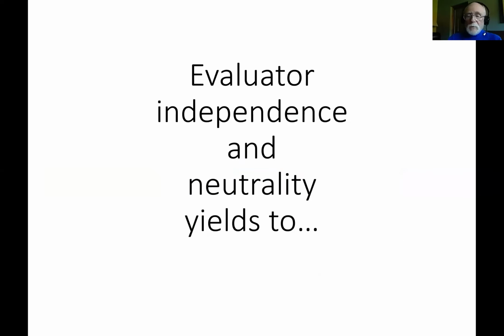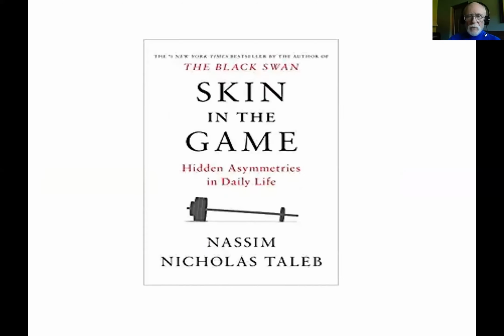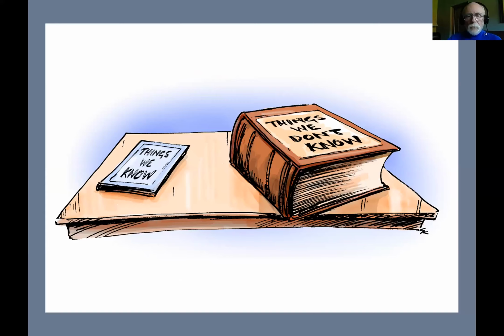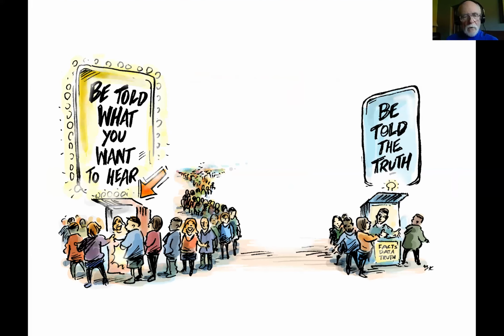And the challenge of neutrality yields in blue marble evaluation to skin in the game. We'll be discussing that chapter, but we have a stake in the future of the environment and in social justice, for example. Things we know versus things we don't know. How do we deal with those relationships? In evaluation, we deal with the challenge of people being told what they want to hear versus being told the truth, of people lined up to be told what they want to hear, and a very small line lined up to hear the truth.